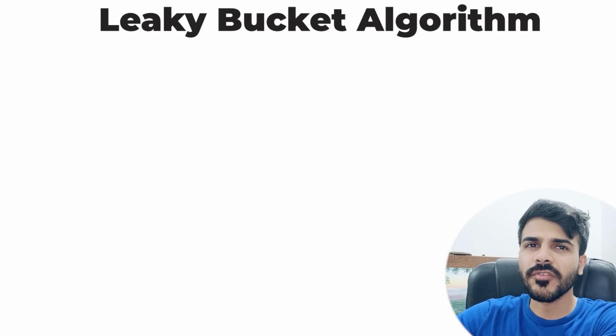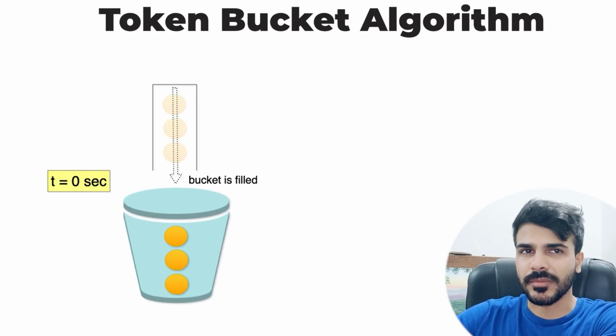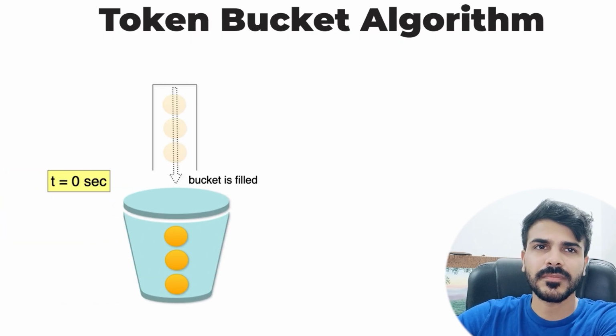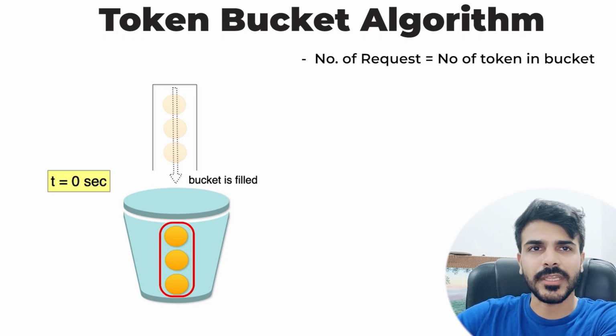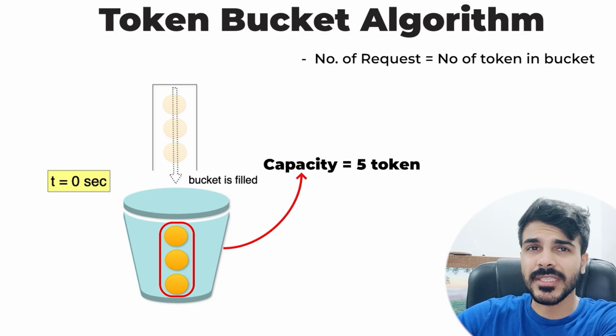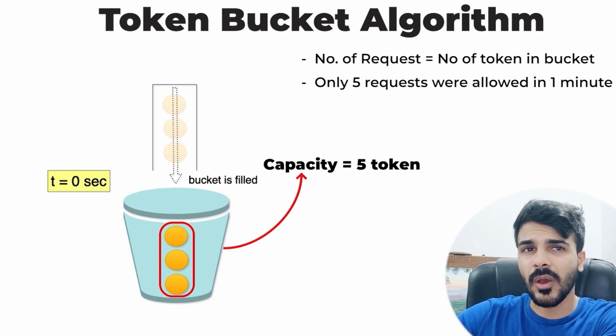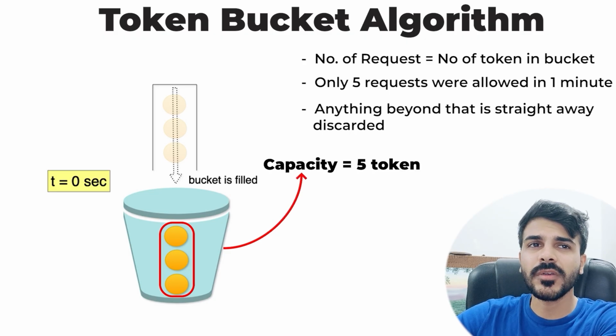Now let's draw some contrast with the token bucket algorithm that we have studied earlier. In the token bucket algorithm, as you can recall, only as many requests were allowed per minute as there are available tokens in the bucket. So if your bucket has a capacity of 5 tokens, then only 5 requests were allowed in 1 minute. Anything beyond that is straight away discarded.